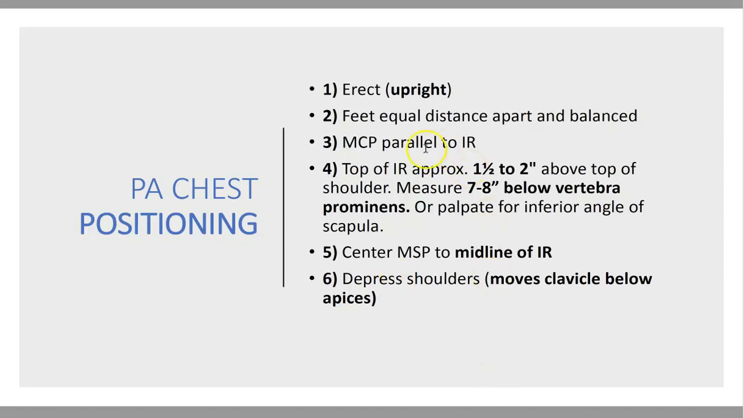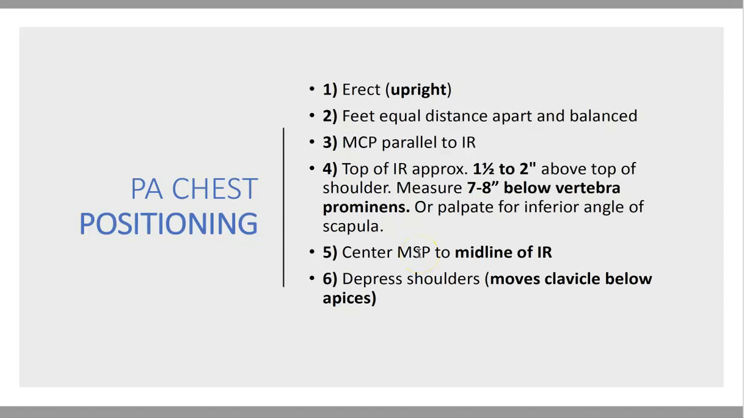Top of the IR should be approximately 1.5 to 2 inches above the top of the shoulder. If you are in positioning lab, please be sure to measure the width of your fingers. For example, mine, if I measure 3 of my fingers together, the width of them is 1.5 inches. So I use that as a real quick reference to see if I have the top of my IR 1.5 inches above the top of the shoulder for a chest x-ray. You can also measure 7 to 8 inches below C7 or the vertebra prominence, or palpate for the inferior angle of the scapula. Any of those should kind of line you up with T7.